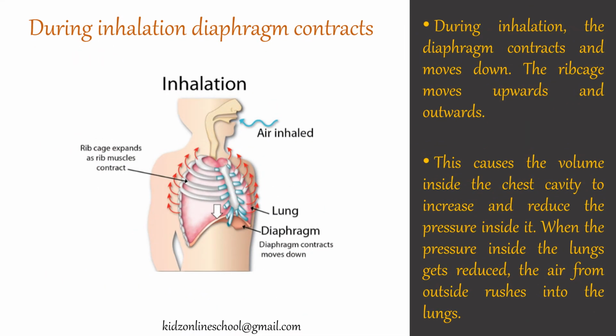During inhalation, the diaphragm contracts and moves down. The rib cage moves upwards and outwards. This causes the volume inside the chest cavity to increase and reduces the pressure inside it. When the pressure inside the lungs gets reduced, the air from outside rushes into the lungs.